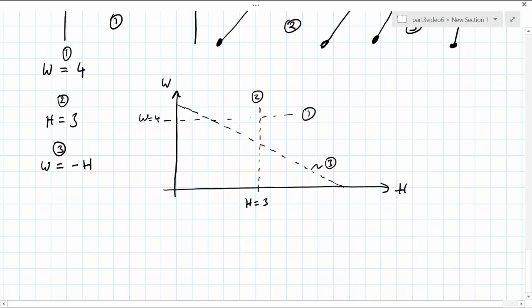The safe region, therefore, can be identified as the region that is bounded by all three of these mechanisms. Any combination of H and W that lies within this region can be considered a safe combination of loads.